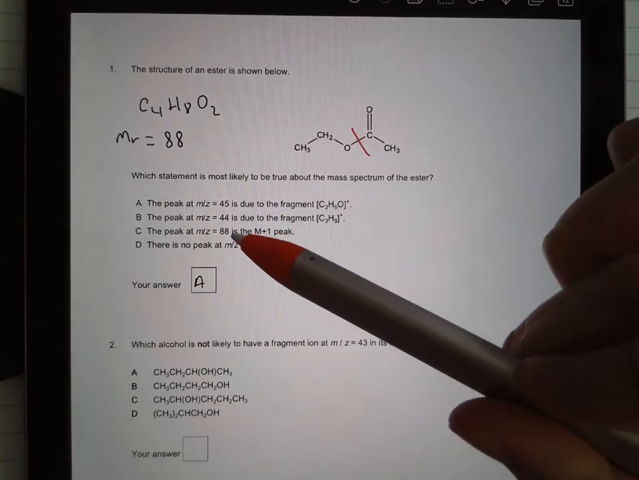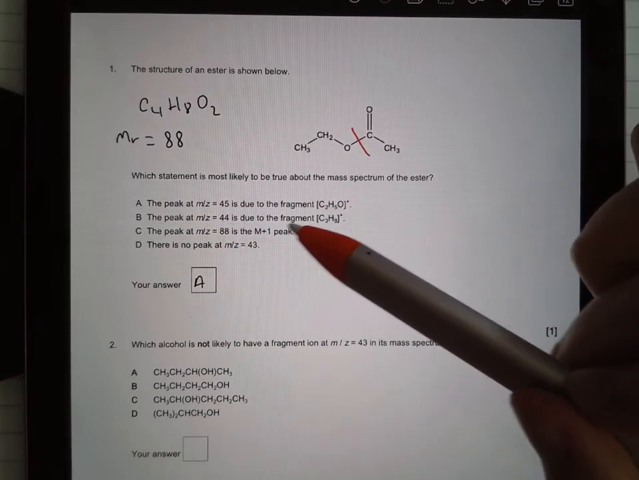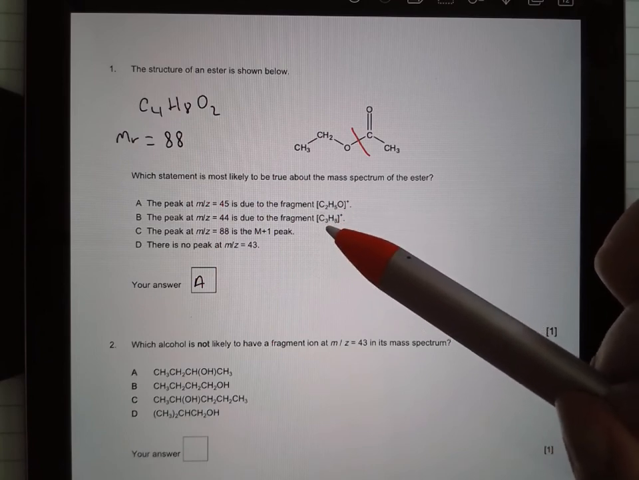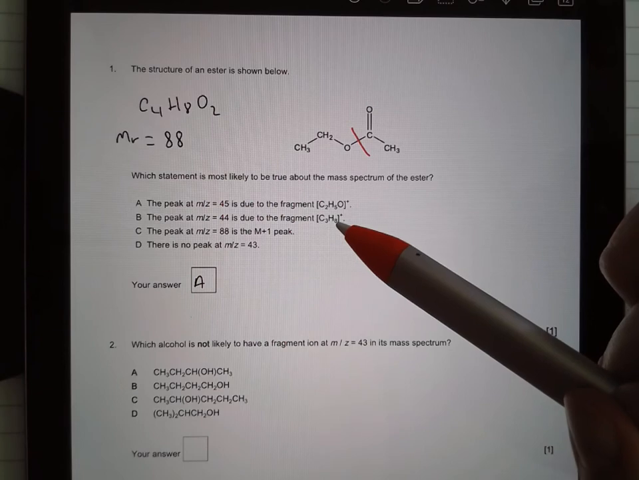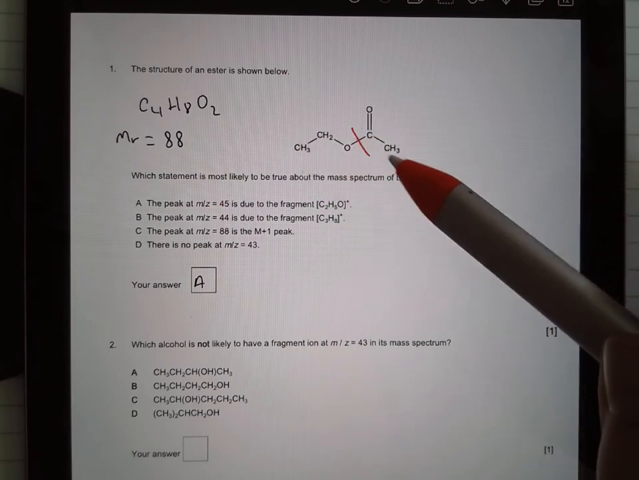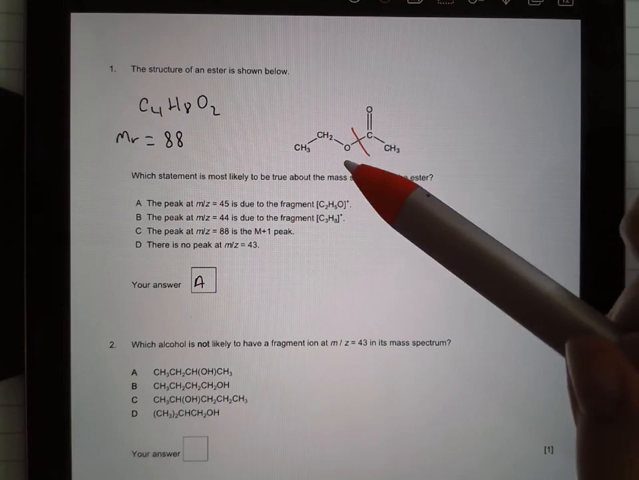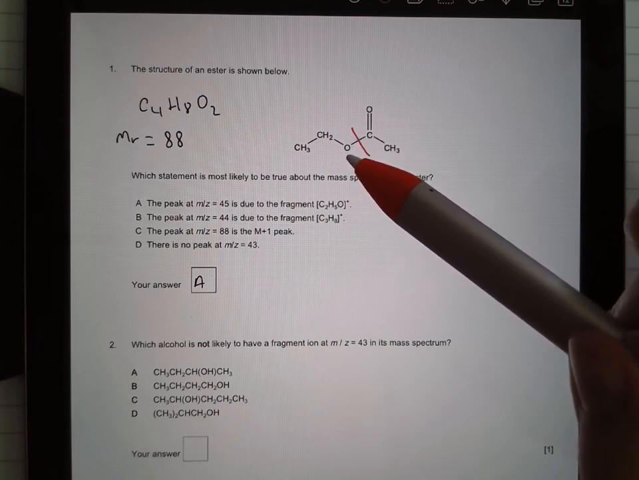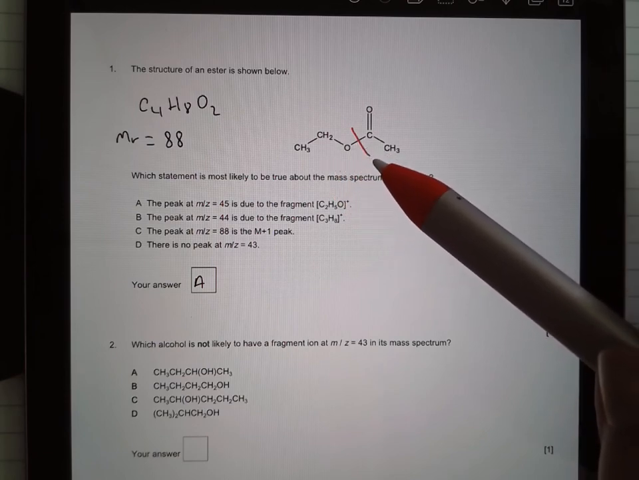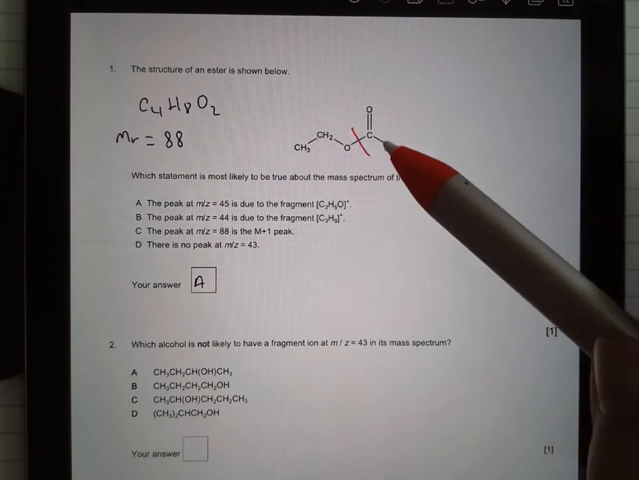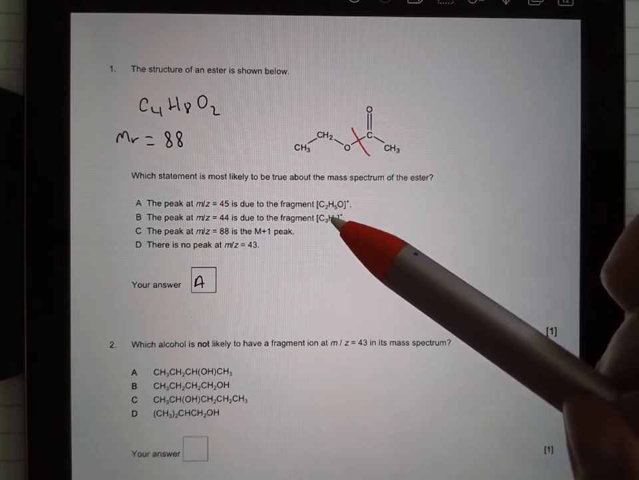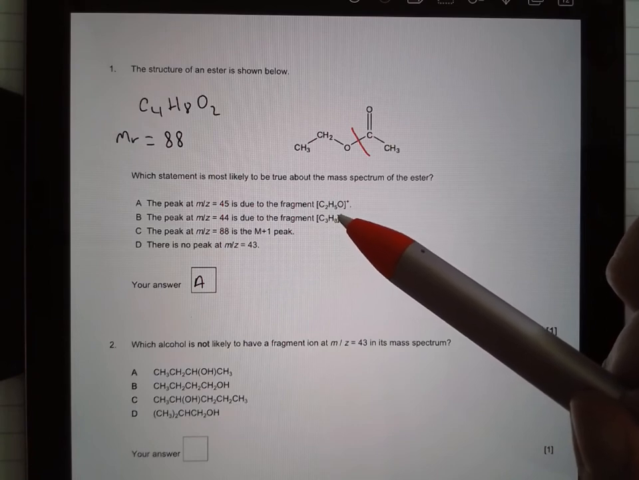The second statement says the peak at 44 is due to the fragment C3H8. Again, I'm going to see if it's possible to get a fragment with 3 carbons and 8 hydrogens. We do have 4 carbons in the molecule, but you'll see that they are separated by an oxygen. It's not possible to have a fragment with 3 carbons that doesn't contain any oxygens, because those 2 carbons are separated by the oxygen in the middle. So this fragment is not possible. Therefore, I know B is not going to be true.